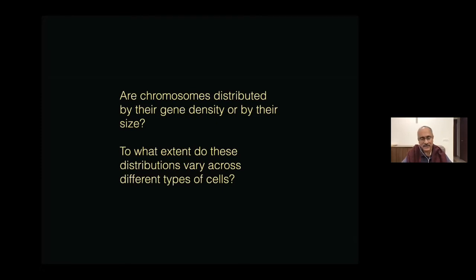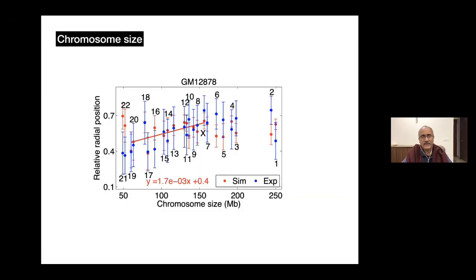Now we come to this sort of perennial question: are chromosomes distributed according to their gene density or according to their size? And to what extent do these distributions vary across different types of cells? Okay. So here is a chromosome size correlation in the more complicated calculation for GM12878. So it's a kind of mere correlation. It's more or less consistent with a gentle rise and a saturation, much as you see in the data, but the error bars are large.